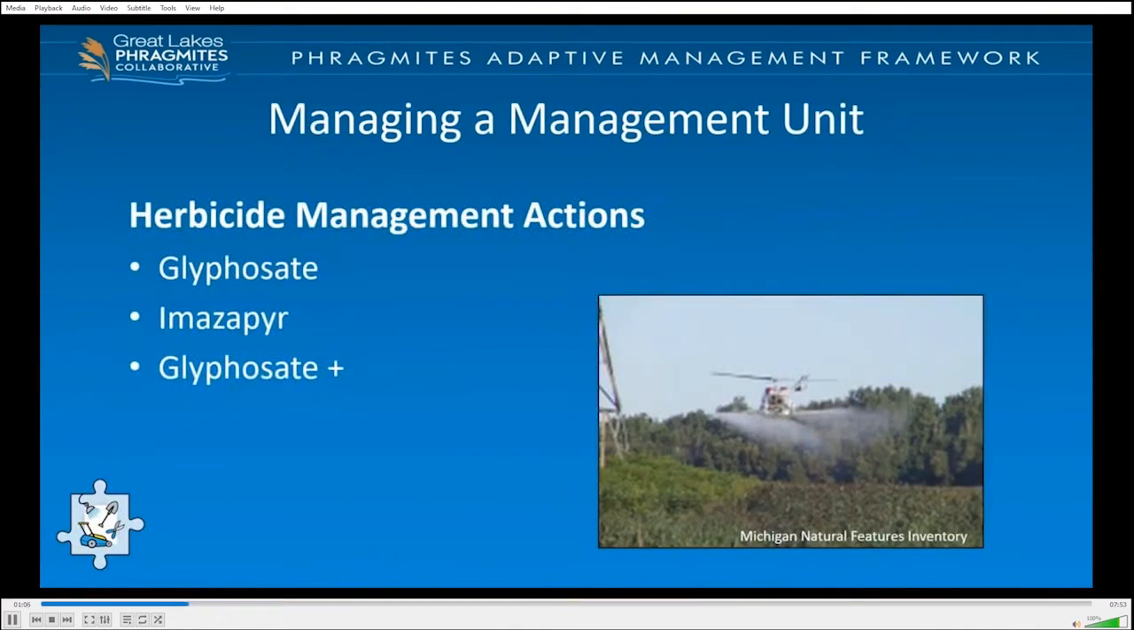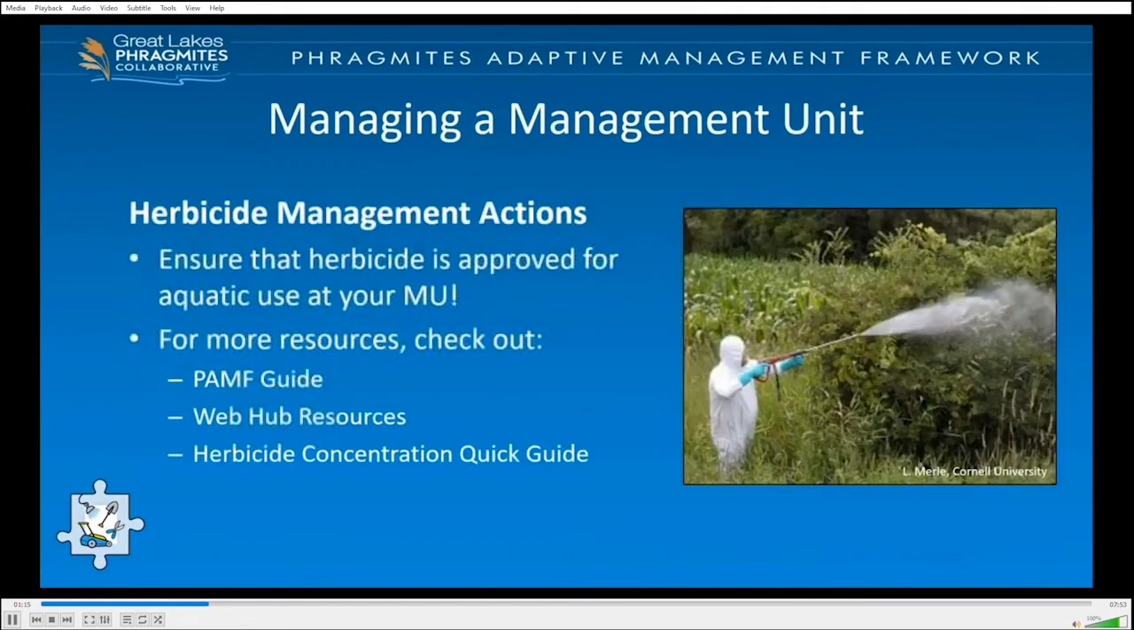There are 3 management actions that involve herbicide applications, including glyphosate, imazapyr, and glyphosate plus, which is a combination of glyphosate and imazapyr as the active ingredient. Herbicides must be approved for aquatic use when applying them over water, and be sure that a licensed applicator is always used when applying herbicides. There are other considerations to take when applying herbicides, including the sensitivity of surrounding vegetation, land use, and restoration goals. Additional resources, such as an herbicide concentration quick guide, can be found on the PAMF Web Hub.